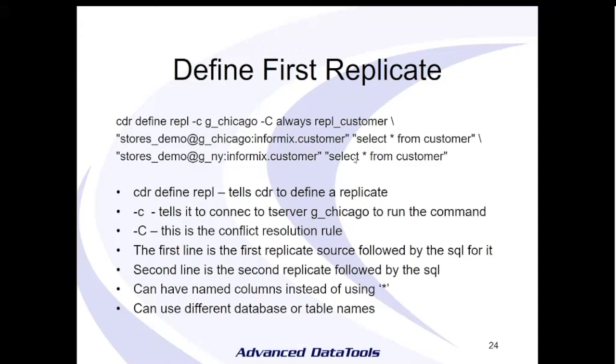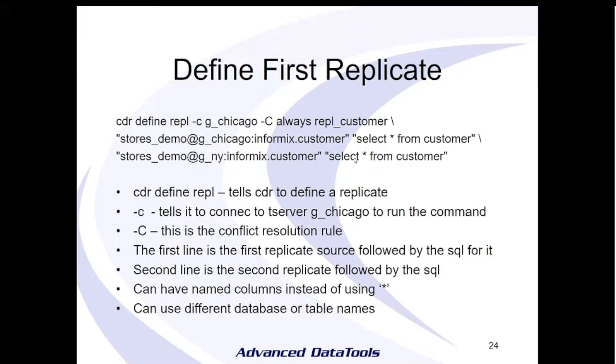The next thing we pass is, in quotes, the table itself to be replicated. So in our case, it's stores demo database at the G_Chicago group, and we're telling it the Informix own customer table. And then following that is the SQL we're using to access that table. In our case, we're selecting star from.